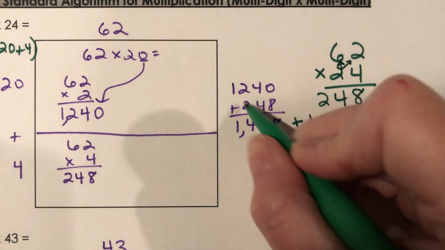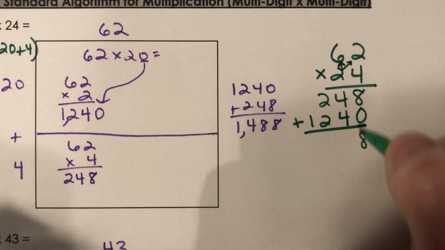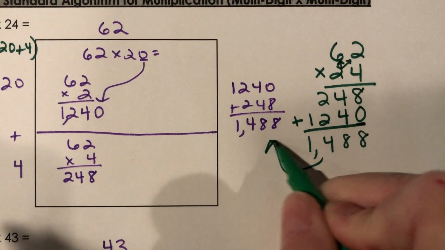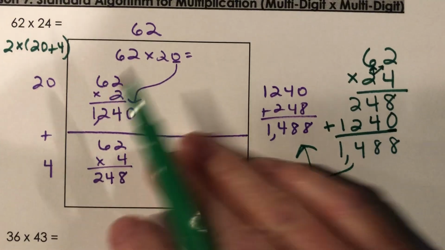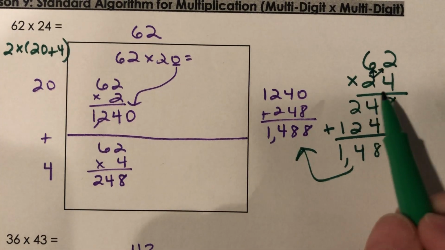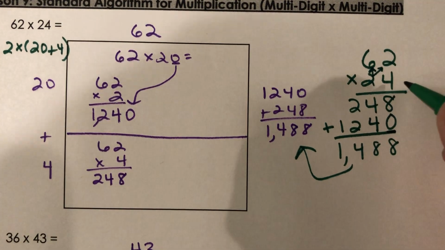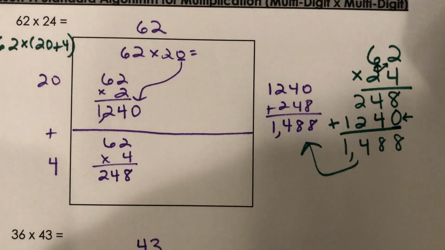Now we can add them together. We just did this problem. 8 plus 0 is 8, 4 plus 4 is 8, 2 plus 2 is 4, and then I have my 1. So you see that they match. So when you're doing this, it's the same exact thing, okay? You're taking the 62 times the 20, and you're taking the 62 times the 4. It's this little step right here that can sometimes throw people for a loop.